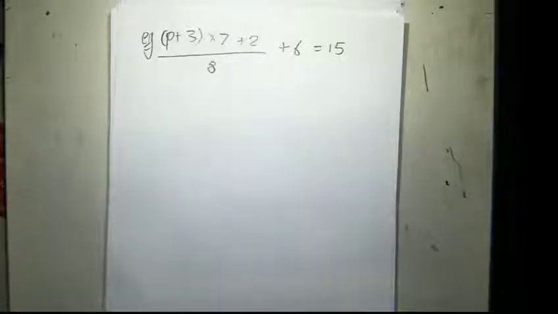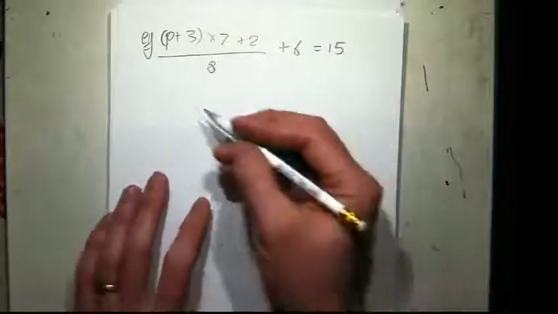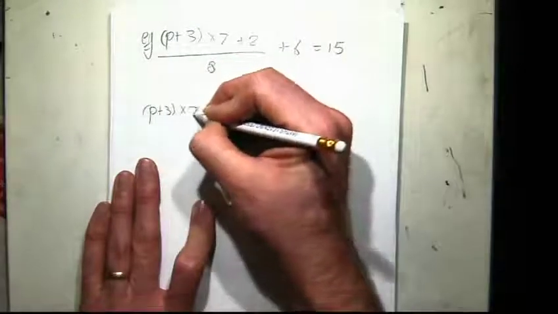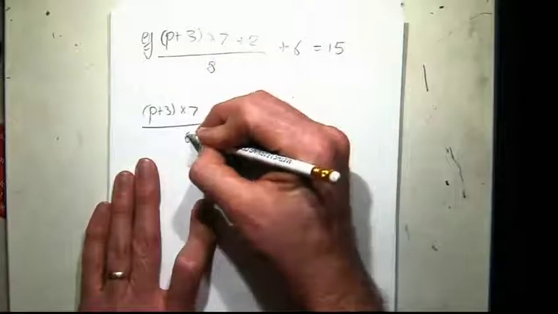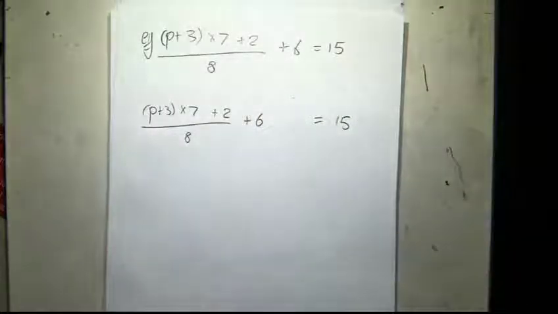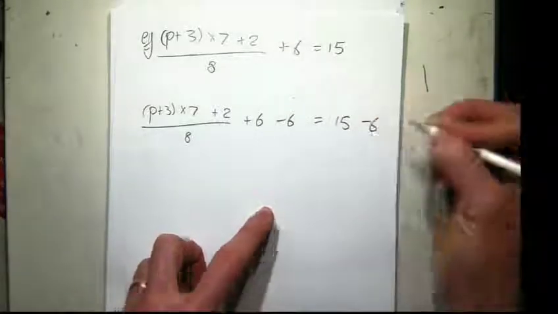But instead of thinking of it as subtracting the 6 from the 15, I'm going to subtract the 6 from both. I'm going to say all of this... Okay, I've just rewritten what I just had. P plus 3 times 7 plus 2 over 8 plus 6 is equal to 15. Now those two numbers are the same, so I could very, very easily just do whatever I wanted to both of them, and I will subtract 6 from both.